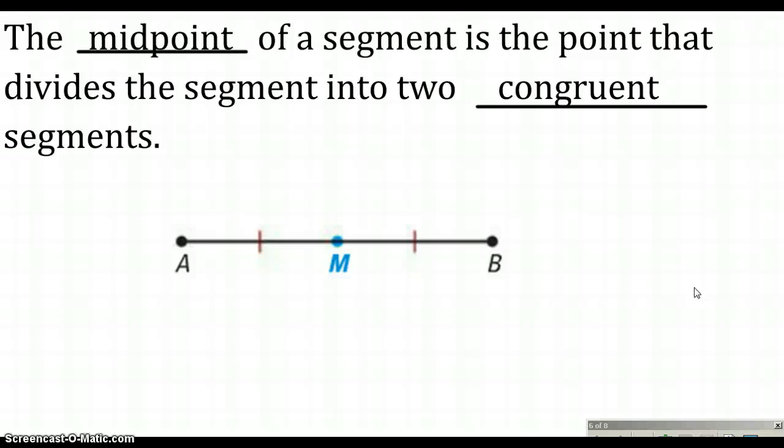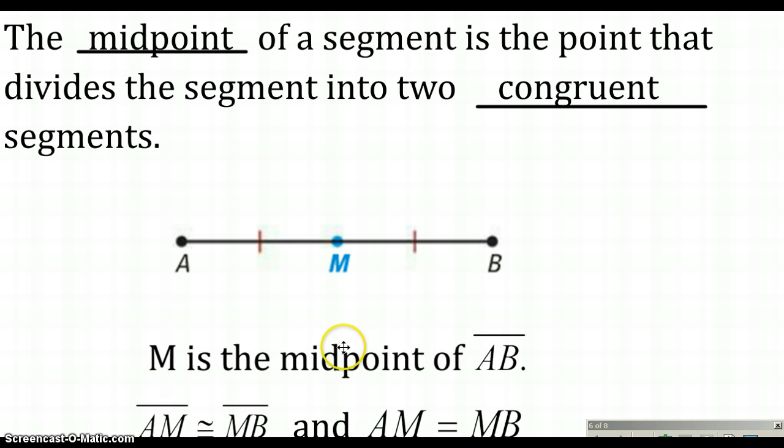If you know that M is in the middle of AB, let's pretend it's a football field and it's 100 yards from A to B, where would M be? Correct, the middle of the field at the 50-yard line. So what could I say? I could say that M is the midpoint of AB and that AM is congruent to MB, or AM is equal in length to MB.